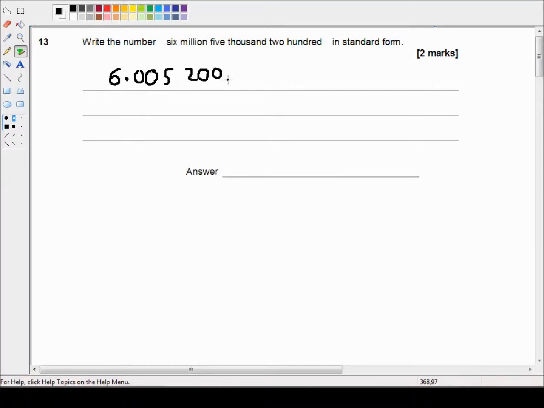So now, since we've moved the decimal point 1, 2, 3, 4, 5, 6 places to the left, we need to put in the times 10 to the power 6, because we moved the decimal point 6 places to the left. So we're timesing by 10 to the power 6, which is a billion. Okay, so that's all there is to it for 2 marks.